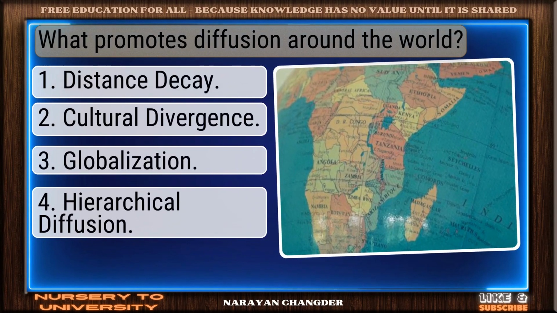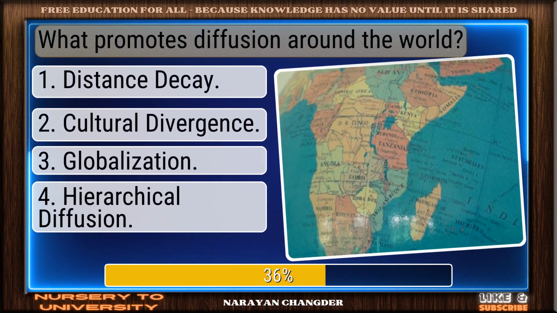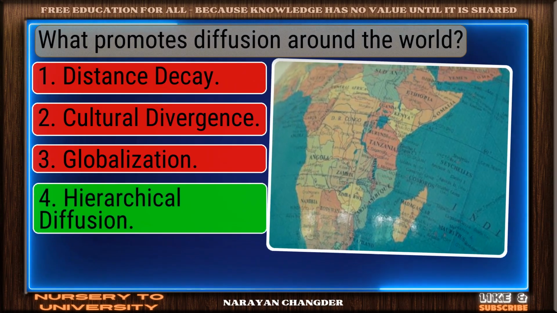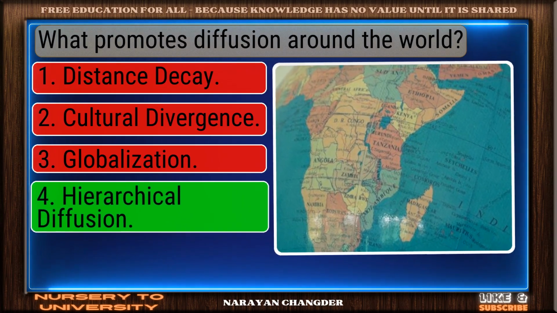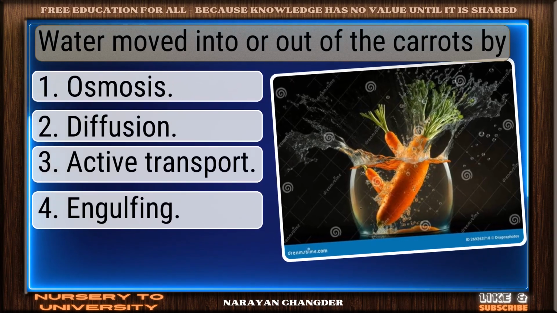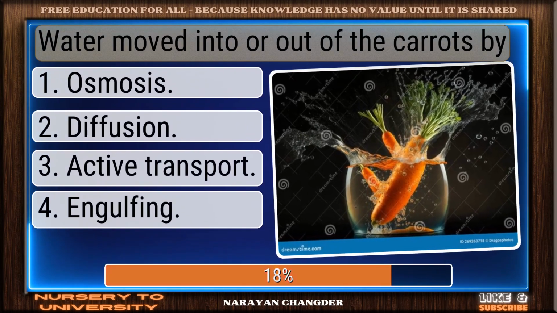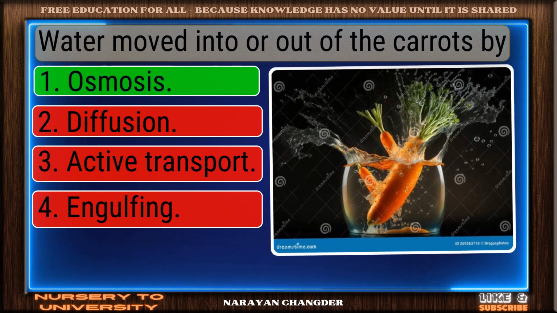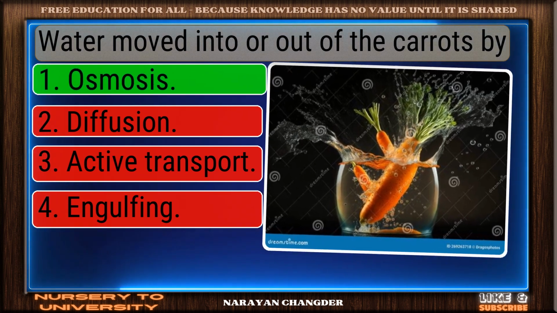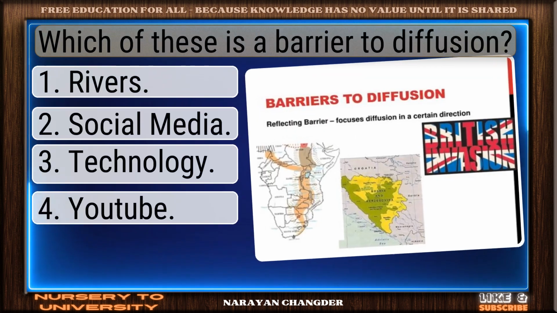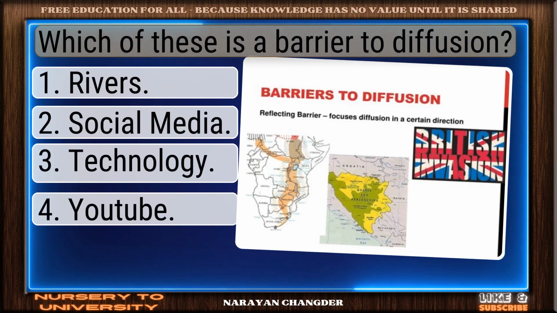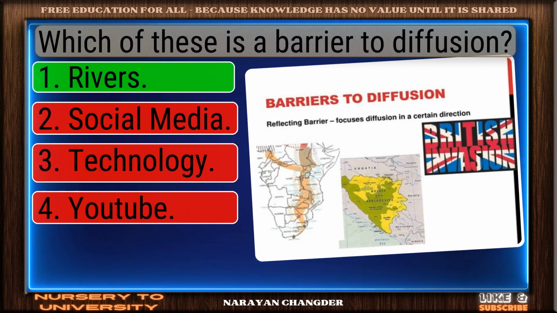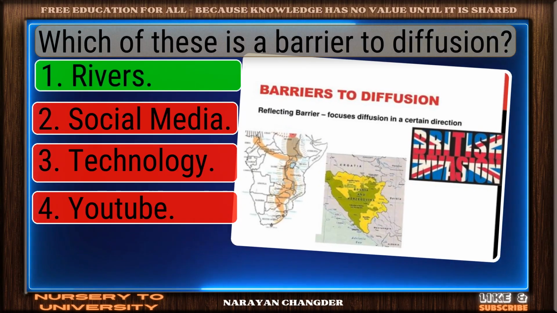What promotes diffusion around the world? Well reasoned. Hierarchical diffusion is the correct choice. Water moved into or out of the carrots by. Correct response. Osmosis is the most accurate answer. Which of these is a barrier to diffusion? Great thinking. Rivers is the right choice.